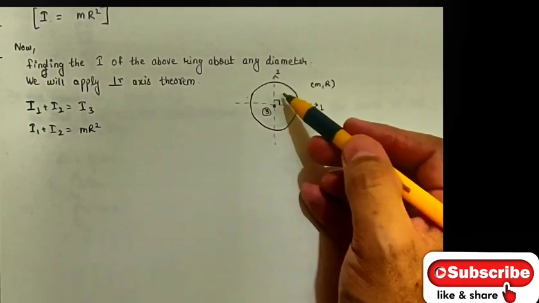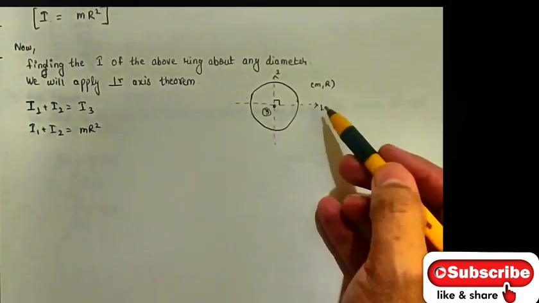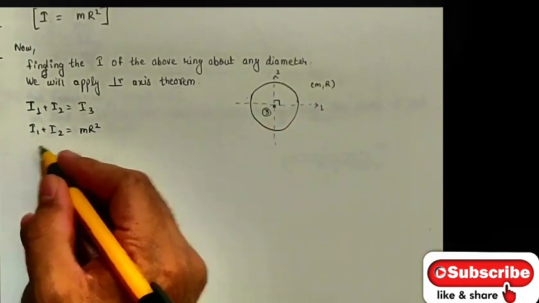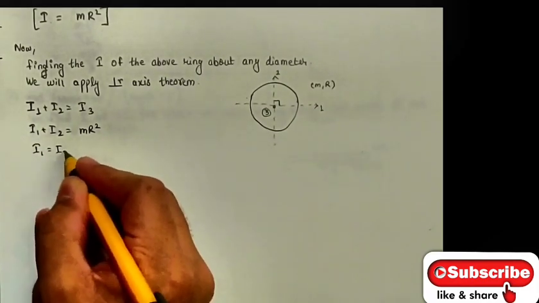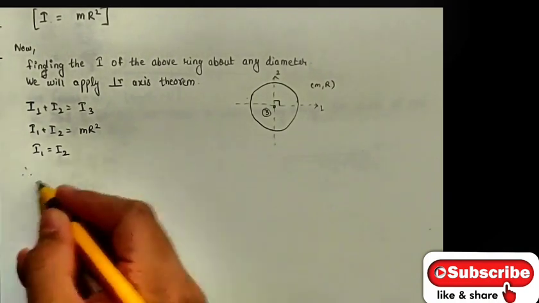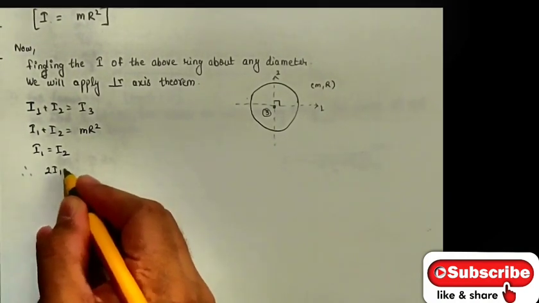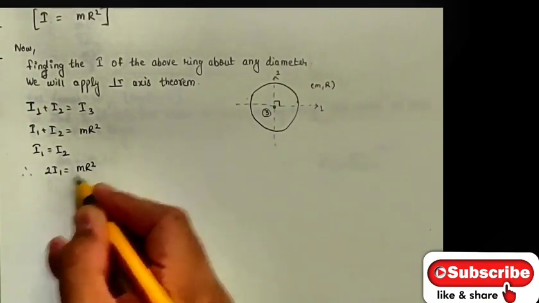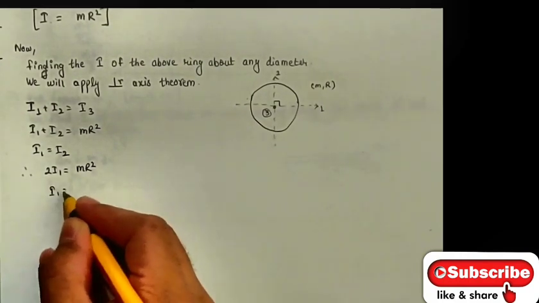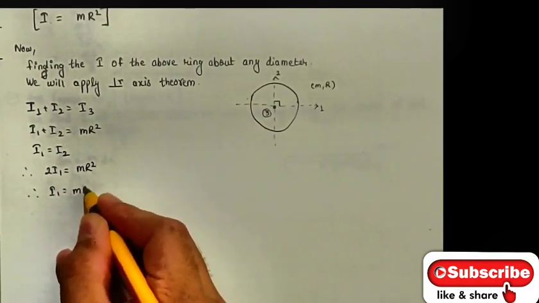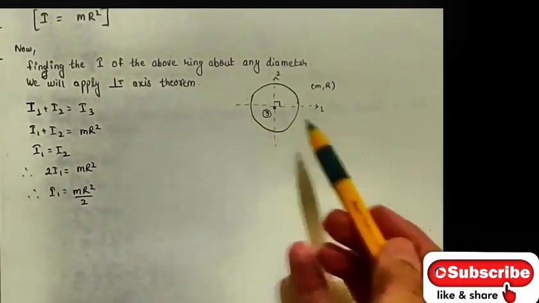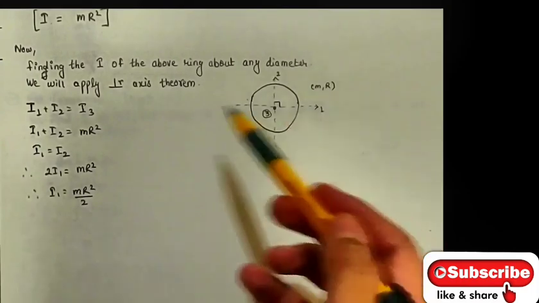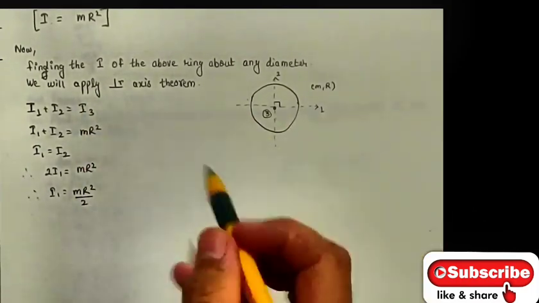Since mass is equally distributed along these axes, I1 is equal to I2, therefore 2I1 equals mr square, so I1 equals mr square by 2. Therefore the moment of inertia of the ring about any diameter is mr square by 2.